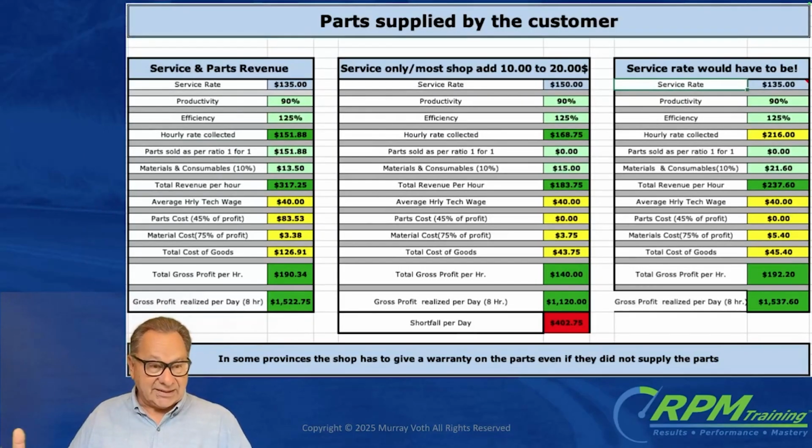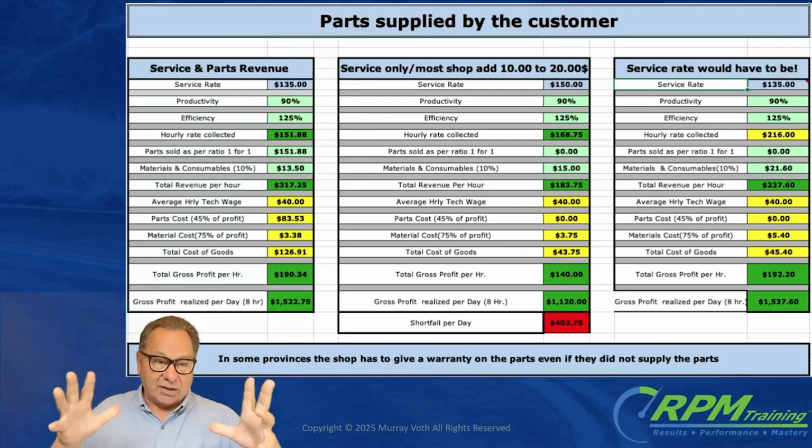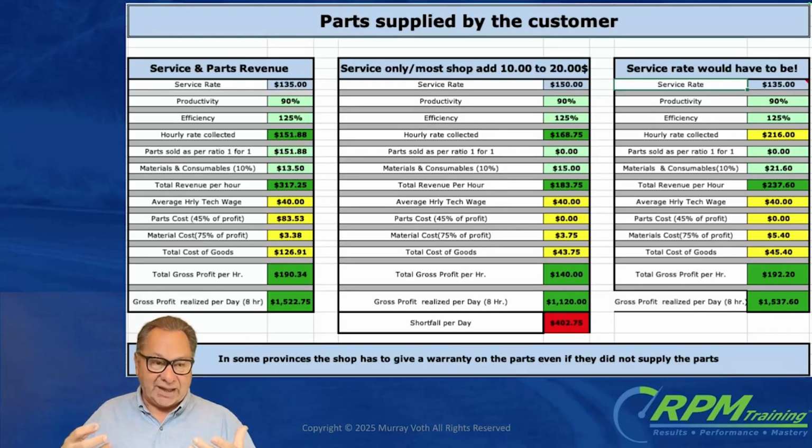And then lastly, the whole topic of parts supplied by the customer. This is a real challenge for all of you. Other industries don't do it, but for some reason, ours has evolved to allow it to happen. And we won't go into all of the history of why. It is a challenge, and we need to stand up to it and deal with it.